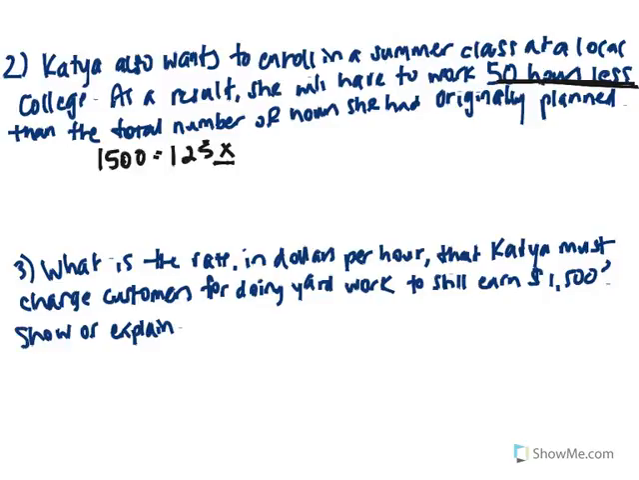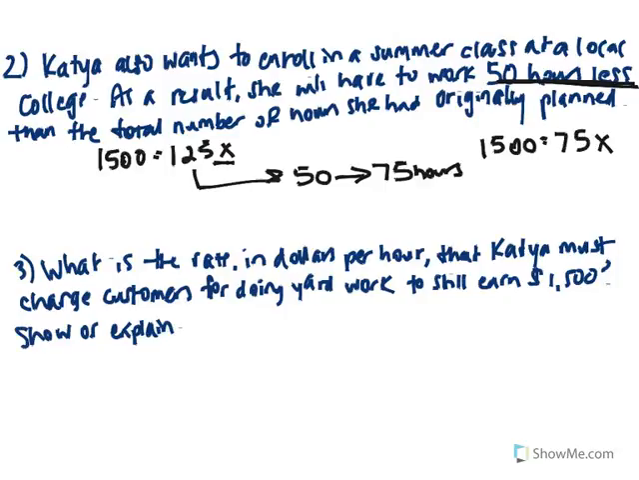Now, the MCAS has changed the question a little bit. Now they have changed the number of hours that Katya is available to work. So she used to be able to work 125 hours. Now she has to work 50 hours less than 125. So she's only available for 75 hours of work. Now think about this. If she still needs to make $1,500, but now she only has 75 hours that she can work, the hourly rate, X, right here, is going to have to be higher, right? Because she needs to make the same amount of money in less time.